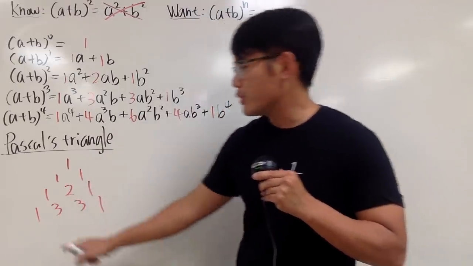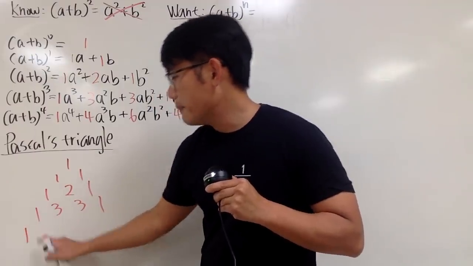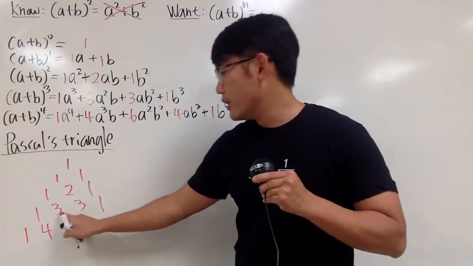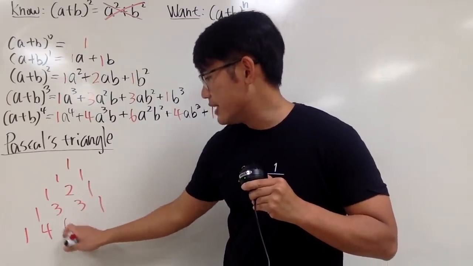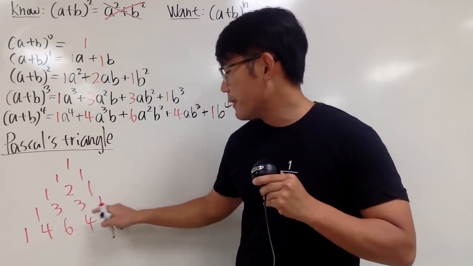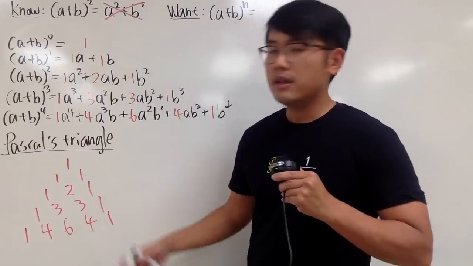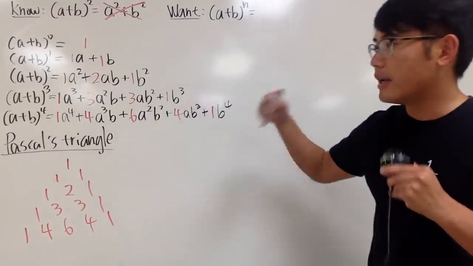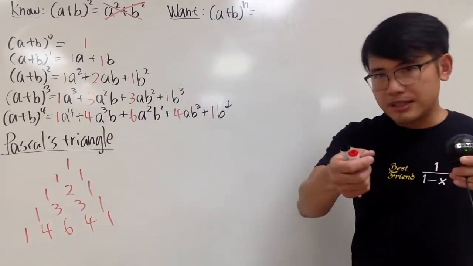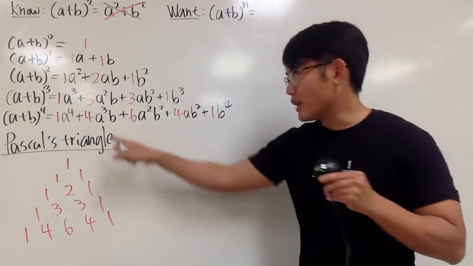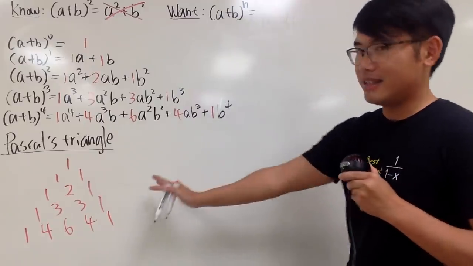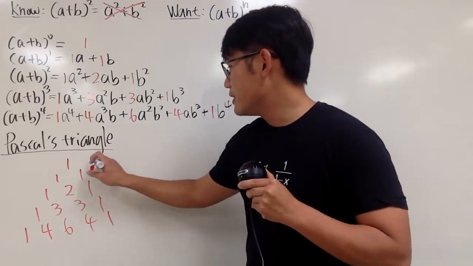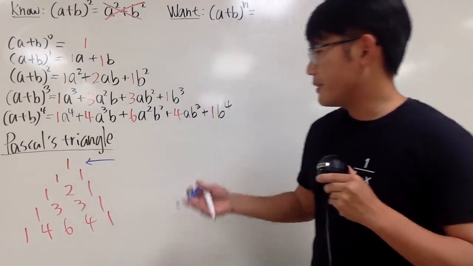So for the next row, what you will do is, of course, you start with 1, and then you are going to do this plus that, which is 4, and then this plus that, which is 6, and this plus that, which is 4, and lastly, you just have the 1. So notice, this will be the pattern, and if you do multiply this out, like a plus b, a plus b, a plus b, a plus b, you end up with this and have some fun with it. But I think I'll show you guys this right here. It's much faster.